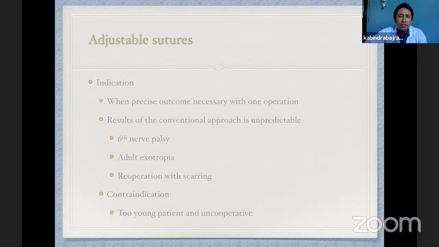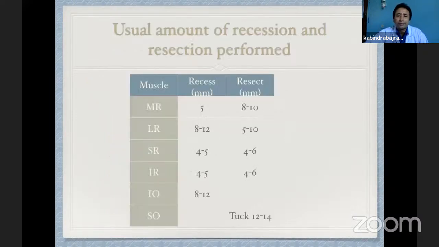And if a conventional approach is unpredictable, in case of 6th nerve palsy, adult exotropia, 3rd nerve palsy, and reoperation with scarring, we need to do adjustable suture, so that after surgery, on the post-op day or the same day after recovery from anesthesia, we can adjust the amount of surgery. The contraindication is a too young patient and one who is uncooperative.